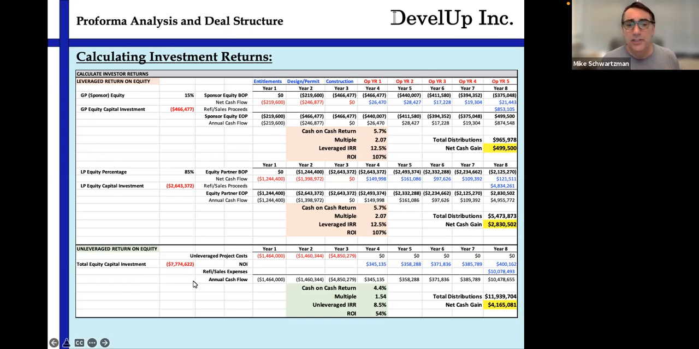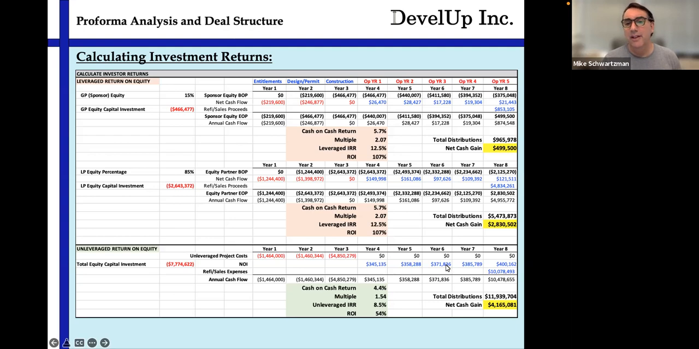If we looked at just a non-leveraged deal, all equity, unleveraged return on equity, we would, in this case, have to put in all $7.7 million. The equity team would have to pay all the money for the entitlements, the design permitting, and all the construction. There's no lender. It all goes in. At the same time, it all comes out. This is the net operating income, because there is no lender.